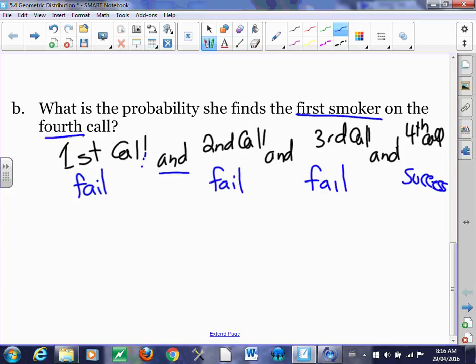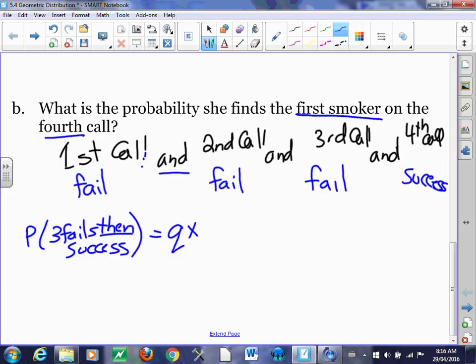Okay, and I could keep going on to the fifth call, but we don't have to worry about the fifth call. We don't care about it because it's not part of the problem. So when we take a look at the probability of 3 fails, then success, and remember, and means to multiply, so this equals a failure on the first, which is Q, and a fail on the second, and a fail on the third, and then we finally get our success, which is P, on the fourth call.